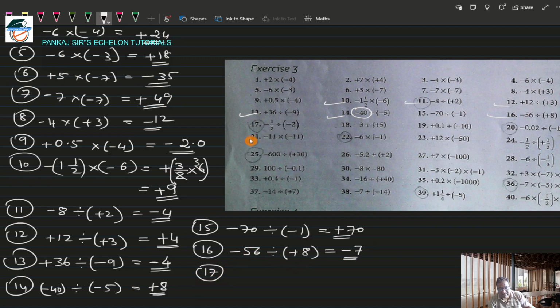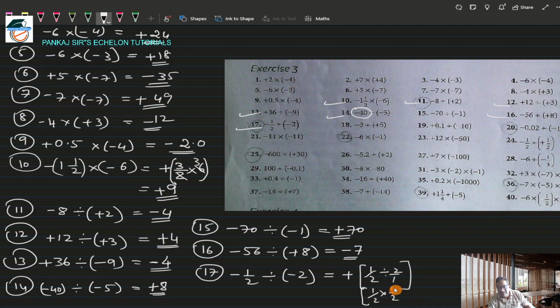17th. This is 17. It says minus half divided by minus 2. Now if you want to work this out, minus and minus sign, if you divide, it will always be plus. Now 1 by 2 divided by 2. Now you have to do it this way. 1 by 2 divided by 2 can be written as 1 by 2 multiplied by the reciprocal of this. Okay, so the reciprocal will be 1 by 2.